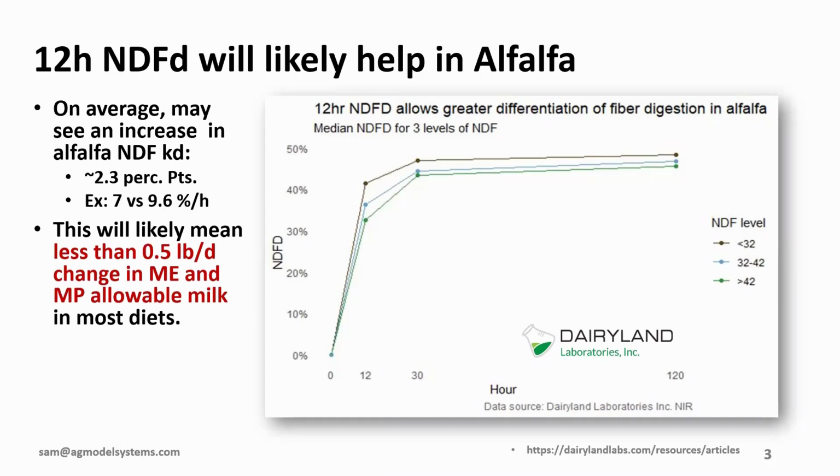This will likely mean, basically, less than half a pound change in ME or MP allowable milk in most diets. Probably a little bit more change in diets with higher inclusion levels of alfalfa, and a little bit less change in those diets that have a low inclusion of alfalfa. So just something to think about there: we're talking about less than half a pound change in ME and MP allowable milk with that addition of the 12-hour time point.